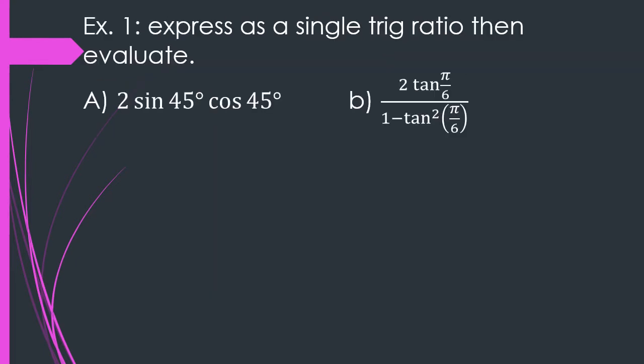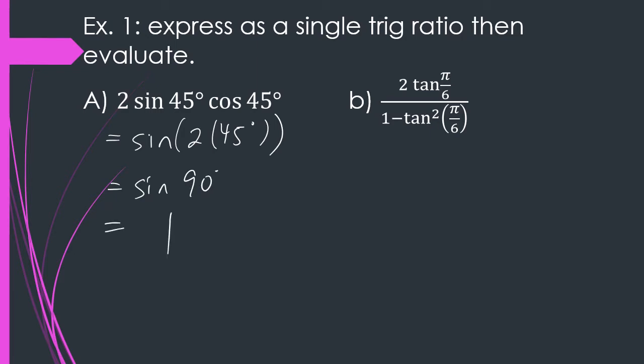Our first example: express as a single trig ratio and then evaluate. So this is giving you the expanded form. You have to come up with the singular form, putting it all together into one neat and tidy formula. 2 sine 45 cos 45, that's like our 2 sine x cos x, which I can tidy up to sine 2x, which in this case would be sine of 2 times 45. 2 times 45 is 90. So this equals the exact same thing as sine 90, and sine 90 is 1.